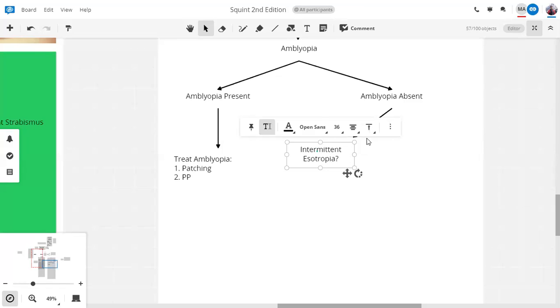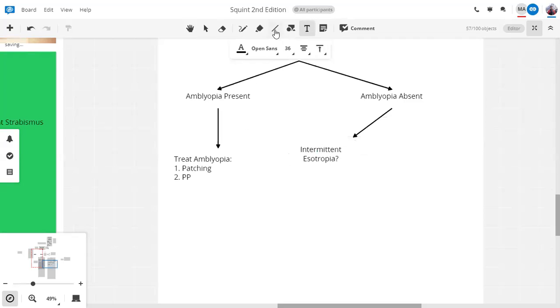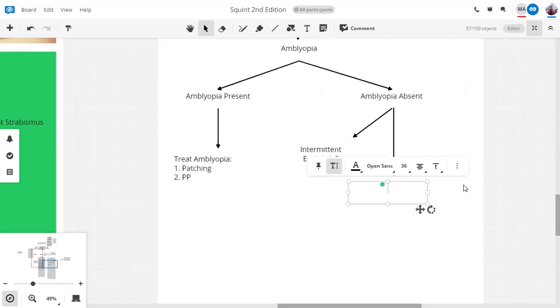The other situation is that there is no amblyopia, no visual suppression, but this child has a constant esotropia. Yes, this one we have discussed here. Okay, it's constant. And in constant esotropia, amblyopia is absent. The patient has no amblyopia, he has good vision. Now the important thing we have to see.